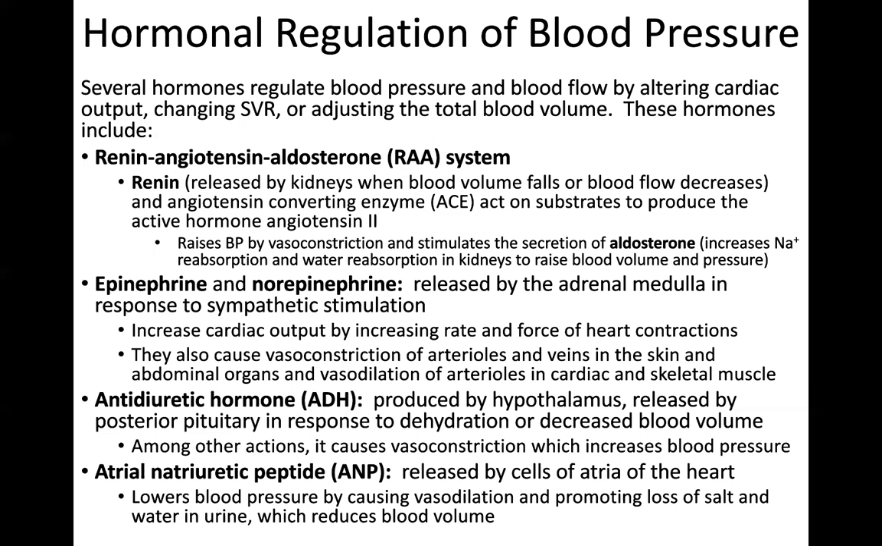Atrial natriuretic peptide is named the way that it is because it's produced actually by the atria of the heart. And its job is, and it's the only one that does so, to lower your blood pressure by promoting vasodilation and promoting the loss of salt and water in urine, thereby reducing blood volume. Okay, so it makes you pee more water and salt out. So essentially, atrial natriuretic peptide does the exact opposite of what antidiuretic hormone does.